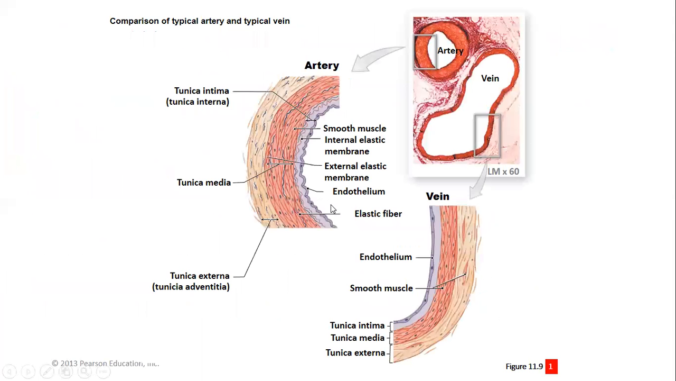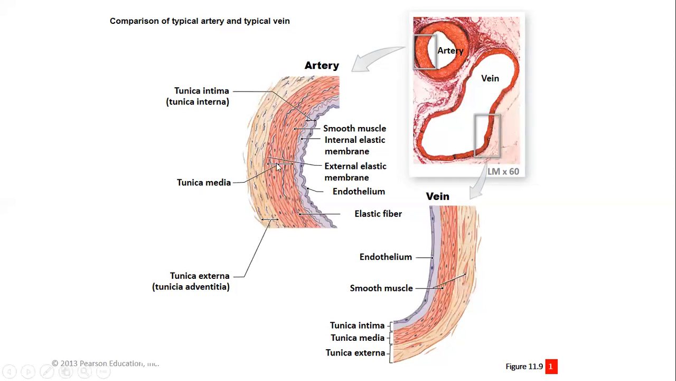And here are the three layers. In an artery, there's the tunica intima, this layer of endothelium, simple squamous epithelia, and some connective tissue just below it. That connective tissue is called the lamina propria with some elastic tissue in there. There's the tunica media and the tunica externa. So the media, remember, is smooth muscle, the middle layer, and the outer layer is the tunica externa with a lot of connective tissue with both collagen fibers and some elastic fibers as well.